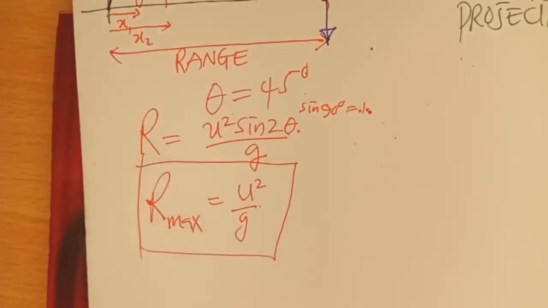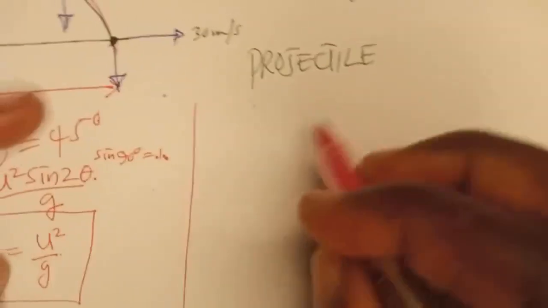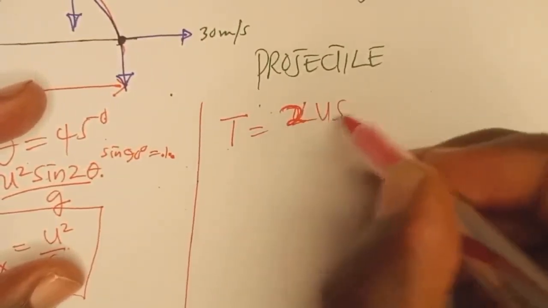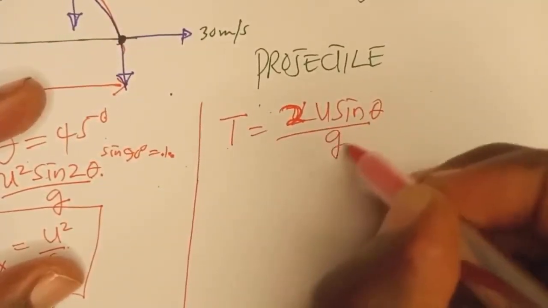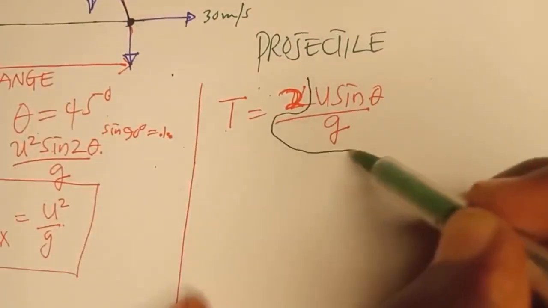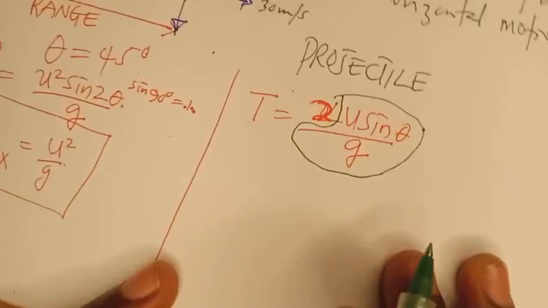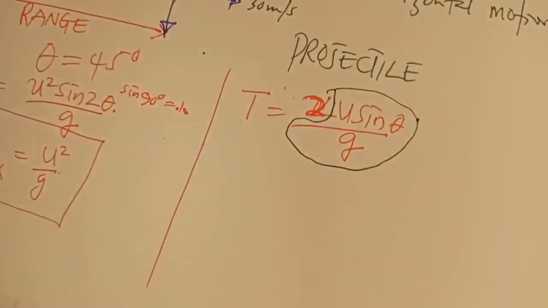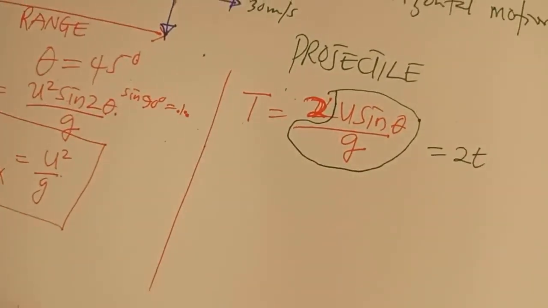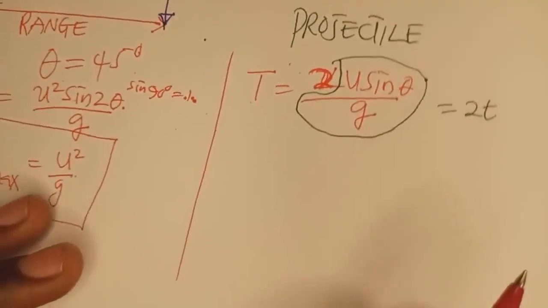Another thing is, how do we get the time of flight? The formula for time of flight is t = 2u sin θ / g. This is the formula we use to calculate time of flight. Please don't forget this formula again. This one, u sin θ / g, is the time taken to reach the maximum height. If you double it, you get the time of flight. So this is also equal to 2t, where small t is the time taken to reach the maximum height.